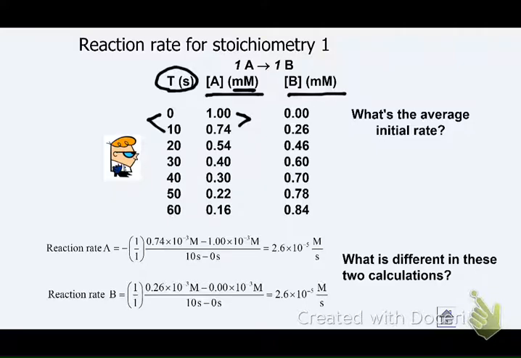Now, remember what we were doing: I gave you both sets of data because we also want to make sure that the reaction rate calculated from the product ends up being the same thing. You'll notice there's a 0.26. I'm using this data here.